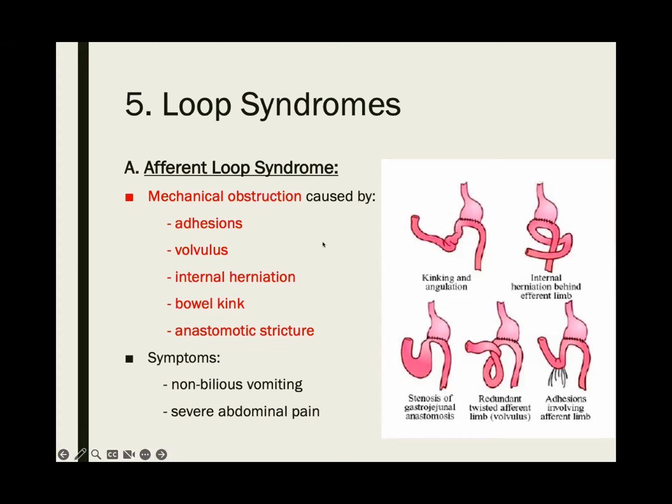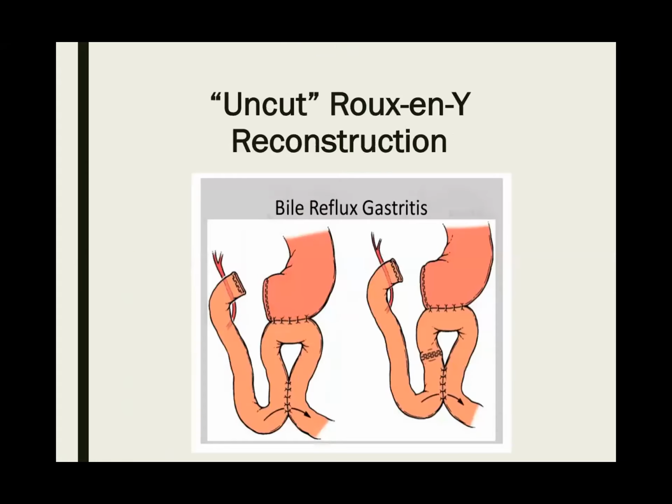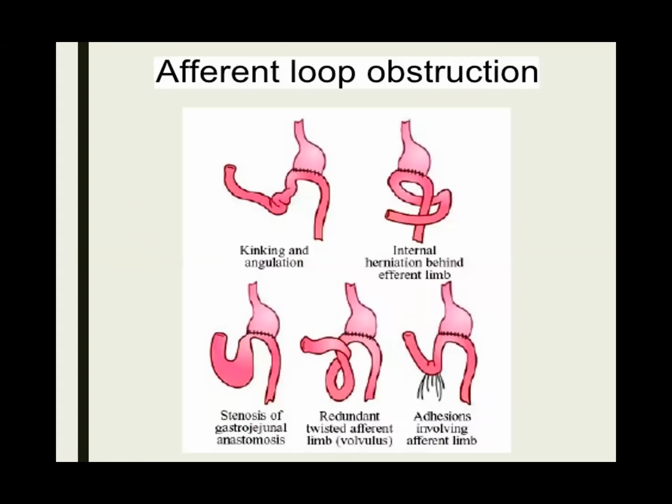Okay, so I have an answer over here. Afferent is non-bilious, efferent is bilious. So it depends. Let's revise the anatomy after the afferent and efferent loops.